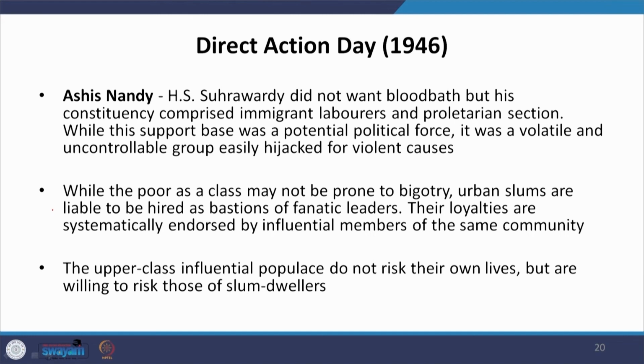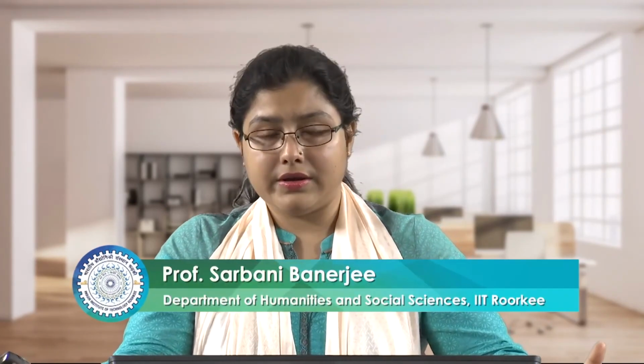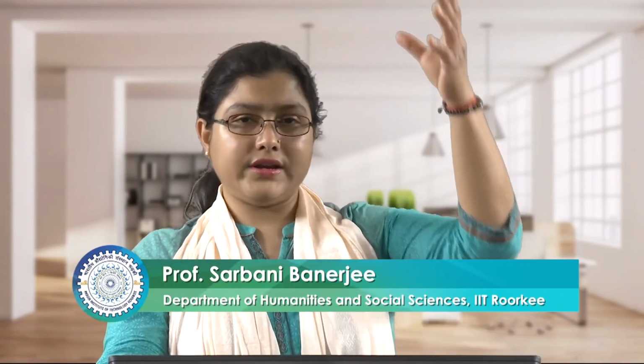So, this entire political base was used in a very deliberate fashion and the consequences were almost calculated. So, the proletarian masses were used, while the poor as a class may not be prone to bigotry. Generally, the poor people do not have their identification with any community, be it as Hindus or Muslims. They coexist in a very syncretic fashion in a village community or in a slum community, and the bigotry, the rabid behavior actually comes vertically down from the upper classes, from the elite sections to the grassroots masses.